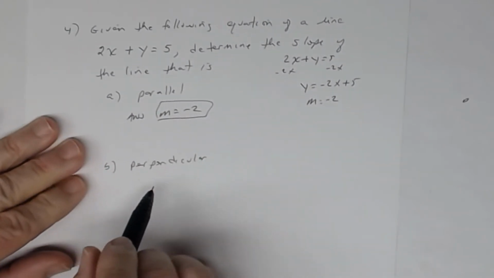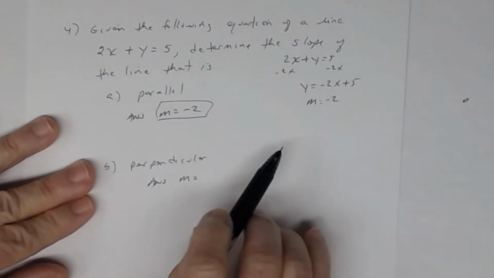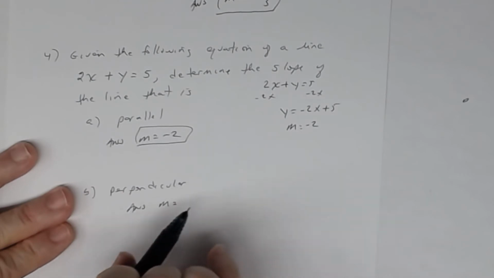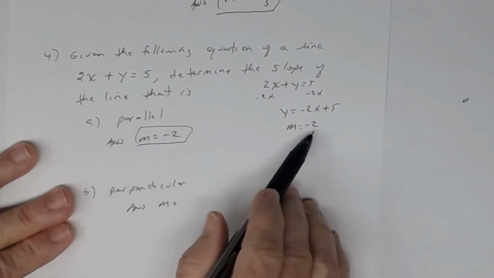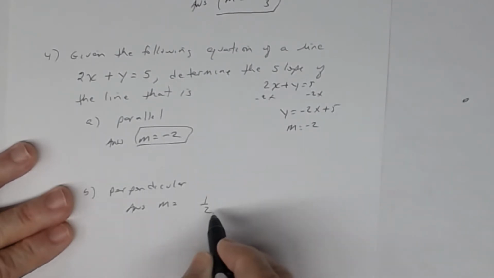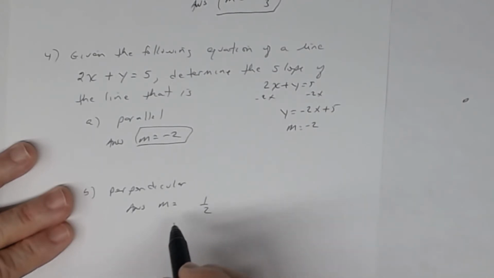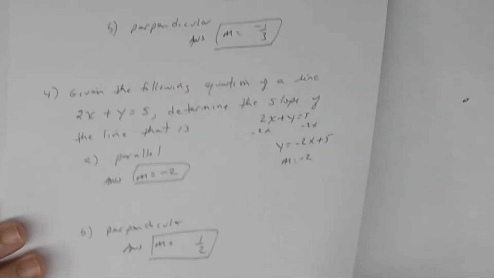All right, now perpendicular, so the answer, slope equals. So if this line has slope -2, then a line perpendicular to it will have the opposite reciprocal. So first of all, the reciprocal of 2 is 1/2. If this is negative, the opposite of a negative is a positive, so there's your answer. All right, so that's number 4. Very simple, not difficult at all. All right, let's look at number 5.